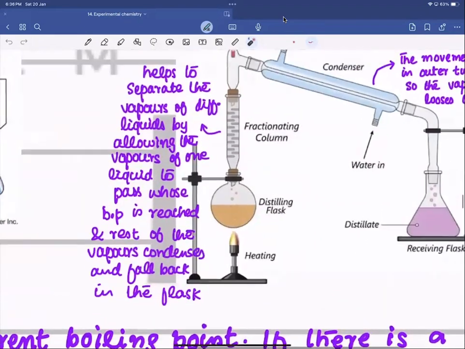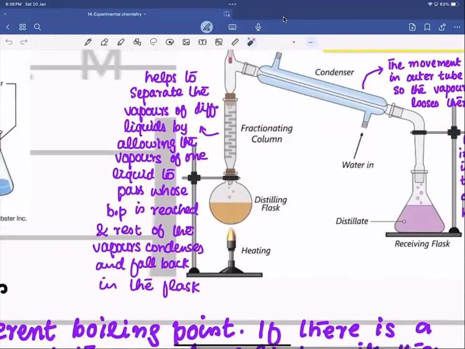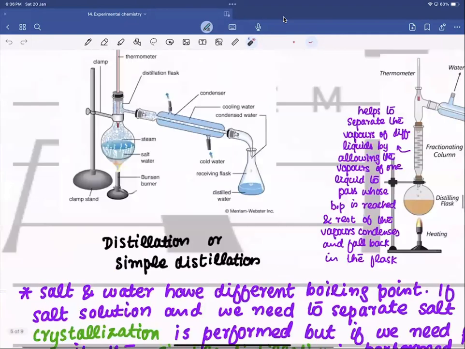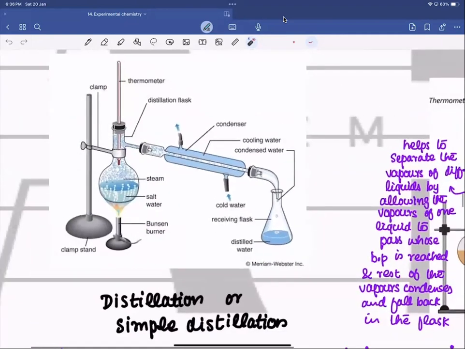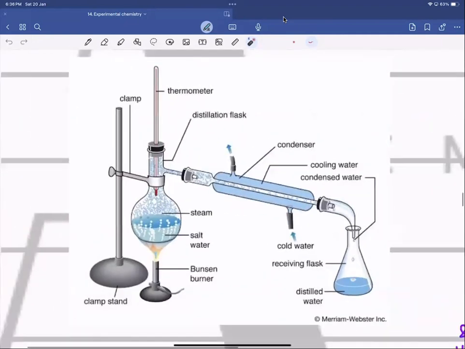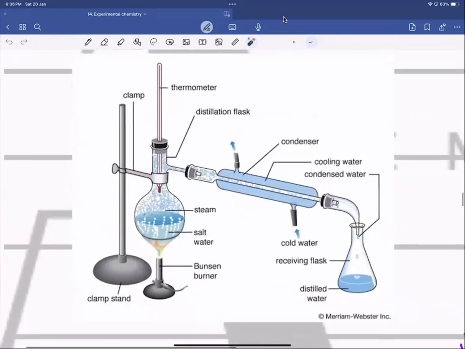So this is the reason for the fractionating column. Okay, I'll suggest you take a picture of these two. Let me zoom in, it's distillation.